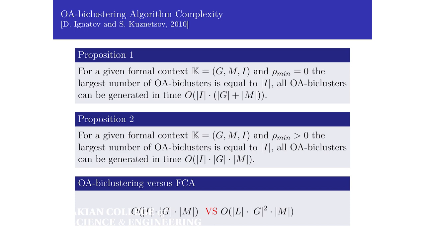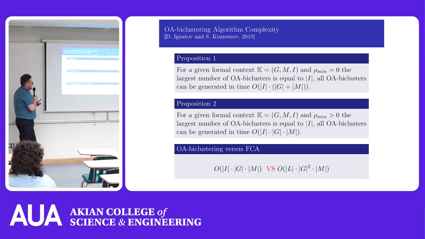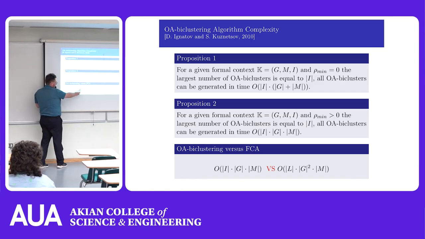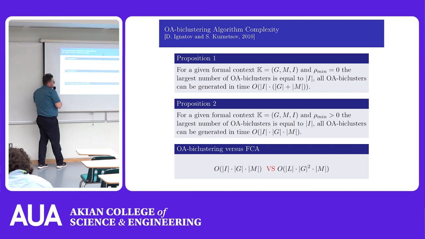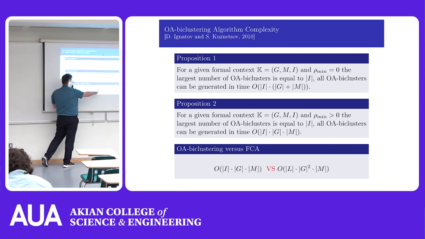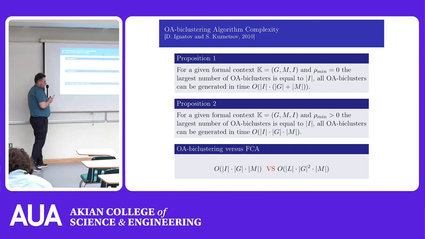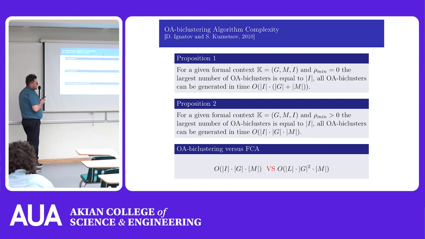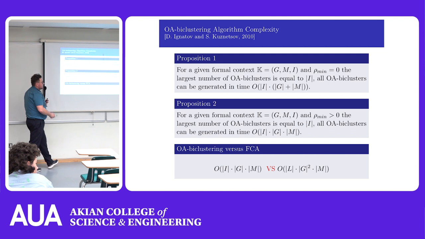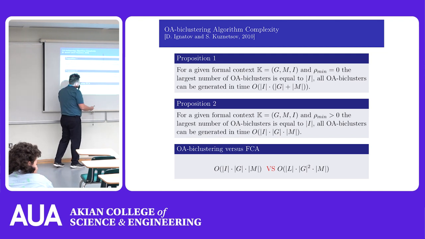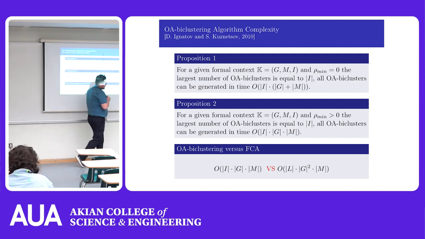Actually, it's linear in each of the input parameters, that is the number of non-empty pairs belonging to the input relation, the number of objects, and the number of attributes. But here, for maximal rectangles or maximal bicliques or formal concepts, it's not linear. It looks like polynomial, but in fact, it's not.